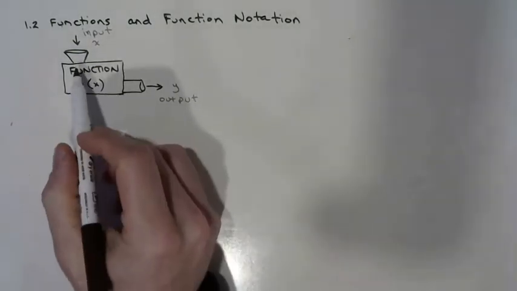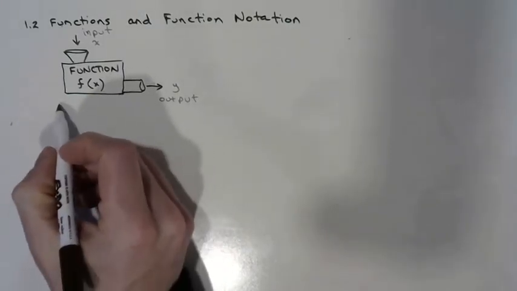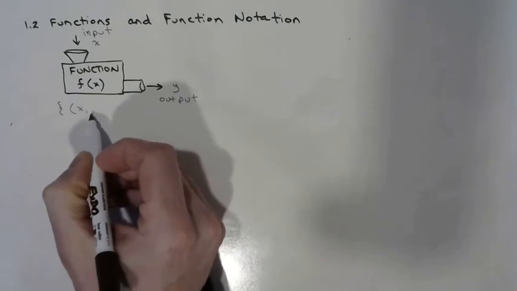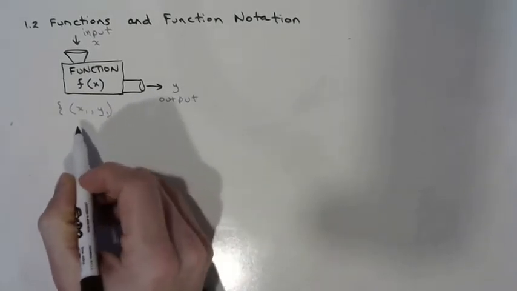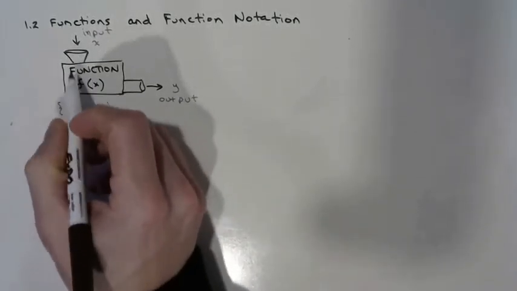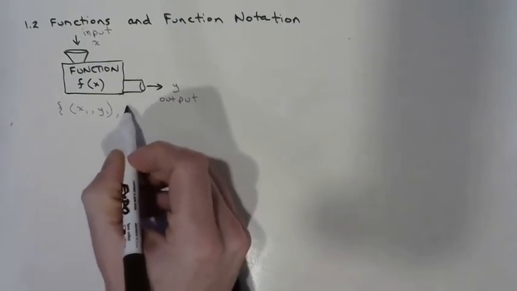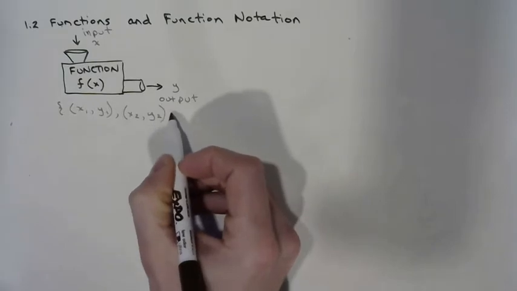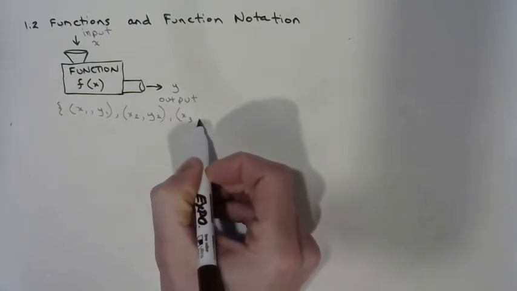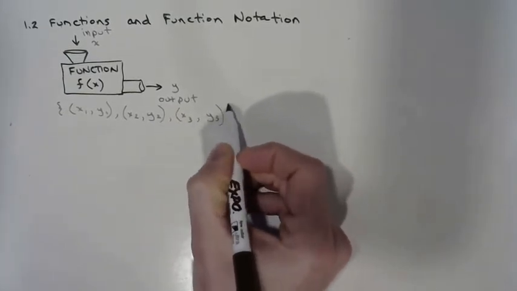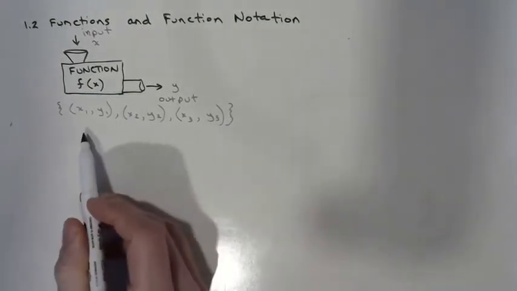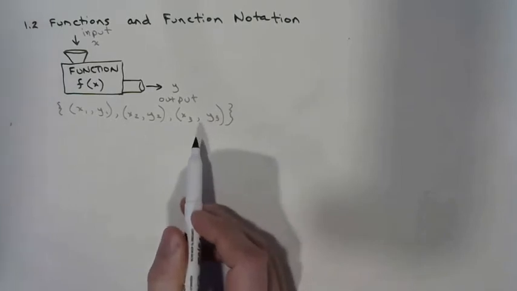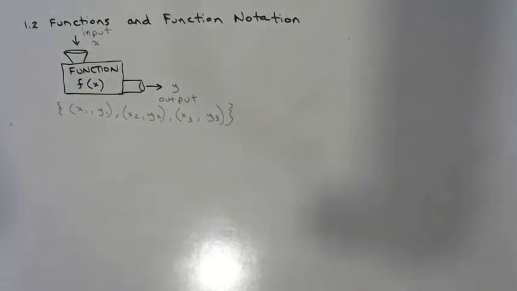And what this function machine creates is a set of ordered pairs. An ordered pair is simply an x and a y that belong together. An x goes in, a y comes out. Okay, you put in a different x and another y comes out. You put in a different x and another y comes out. Okay, and this might be a finite set or it might be an infinite set depending on the function itself.